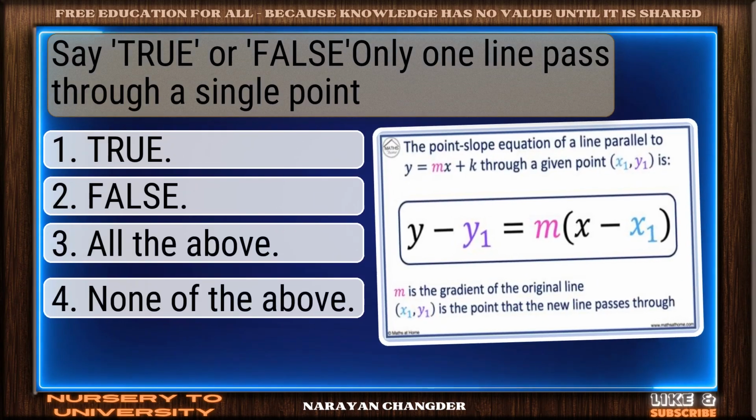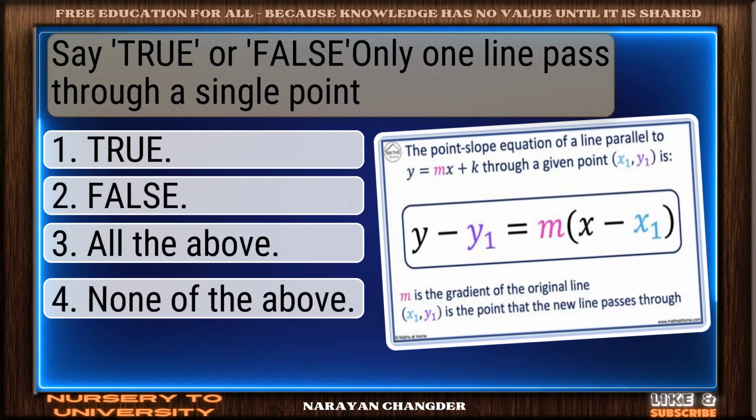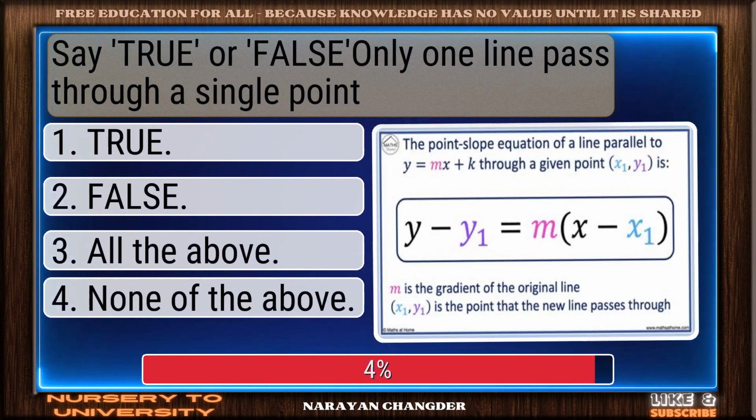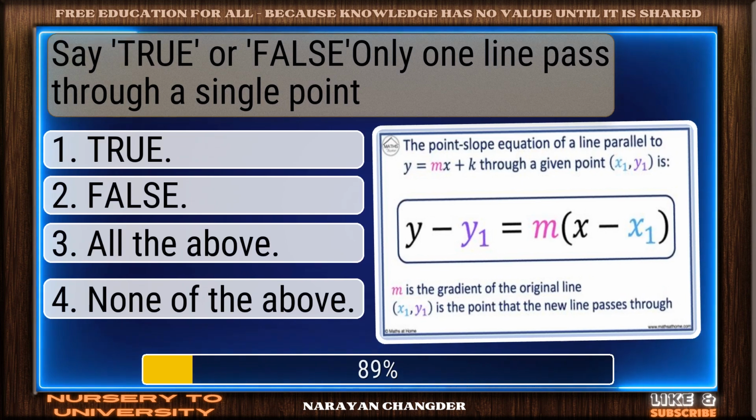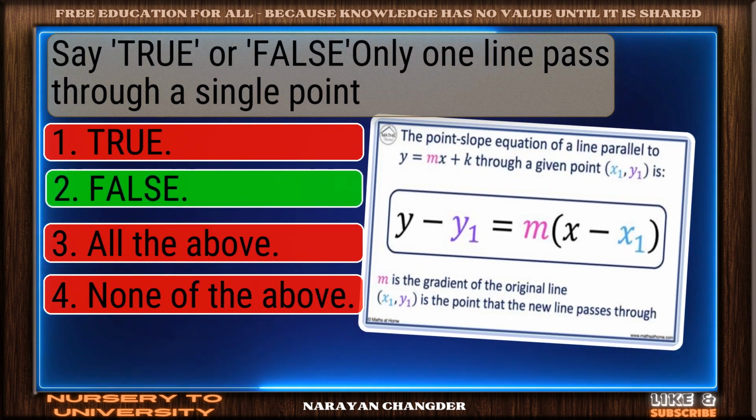Question number 27. Say true or false, only one line pass through a single point. Excellent. False is a brilliant choice.